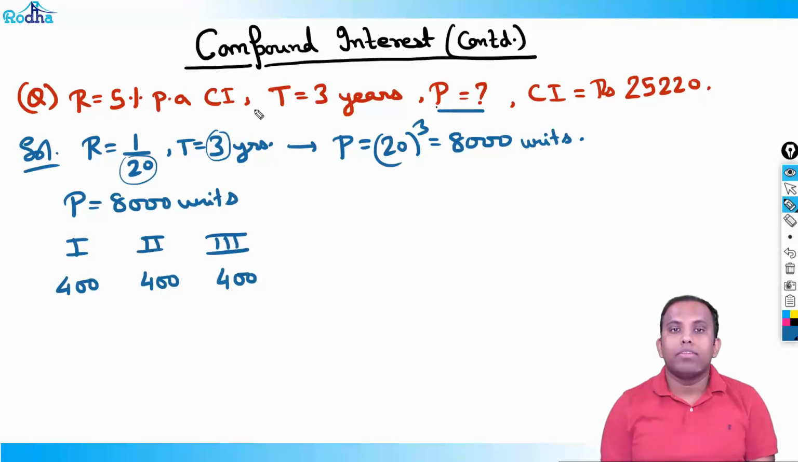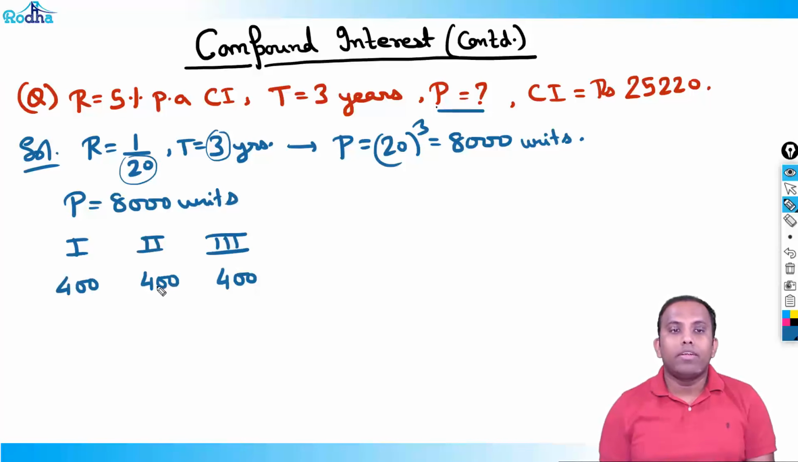So 5% is the simple interest, that is 1 by 20. So 1 by 20 or 5% of 8,000 is how much? 10% of 8,000 is 800, so 5% is 400. So 400 for the first year, 400 for the second year, 400 for the third year. This is the simple interest, right? Now compound interest, how much is it?